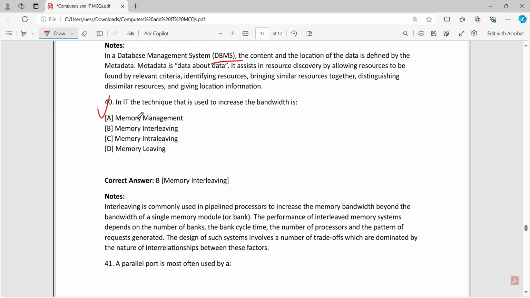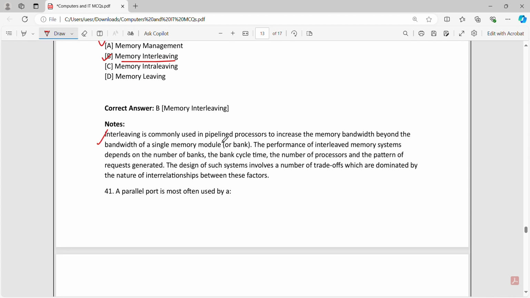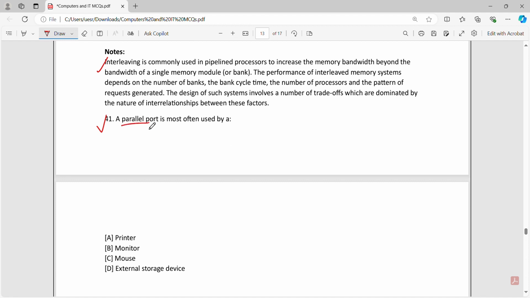Question number 40. In IT, a technique that is used to increase the bandwidth is B, memory interleaving. Interleaving is commonly used in pipeline processors to increase the memory bandwidth beyond the bandwidth of a single memory module or bank. The performance of an interleaved memory system depends on the number of banks, the bank cycle time, the number of processors, and the pattern of requests generated. The design of such a system involves a number of trade-offs which are dominated by the nature of the interrelationship between these factors.